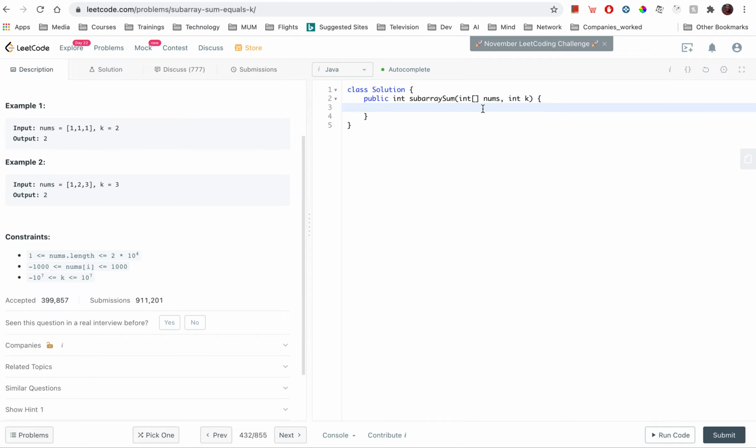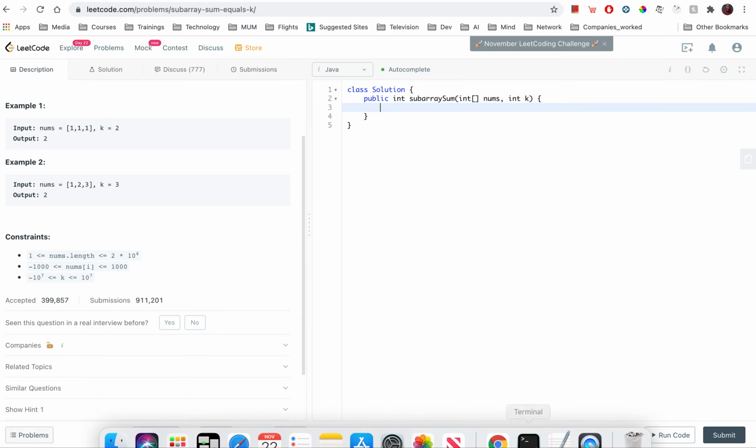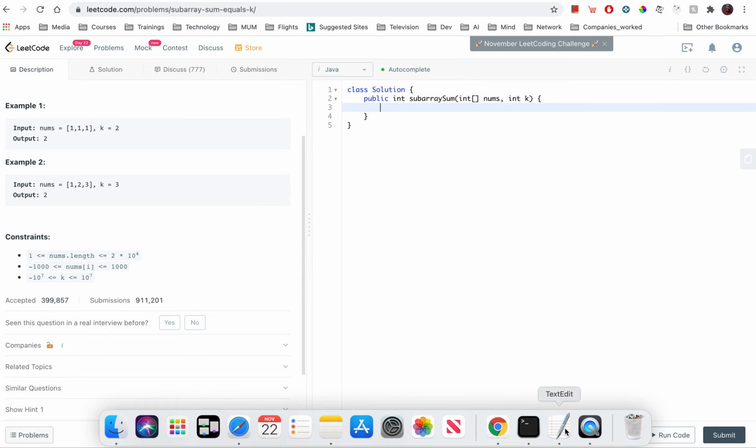The very obvious solution would be to go through all the possible subarrays, calculate the sum, and then check if that is equal to k. If it is, increase the counter, and then return the counter. But that will be too slow. It would not be optimized at all, right? So think about some of the other problems that we could have.